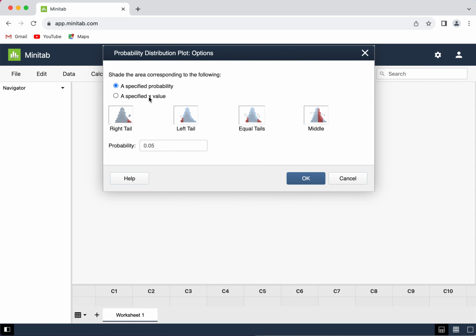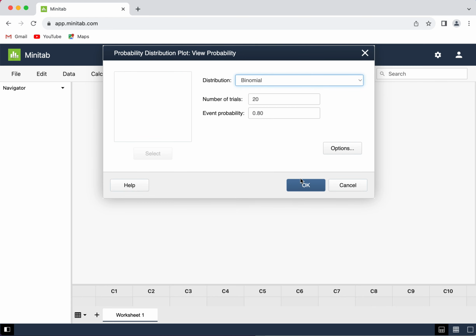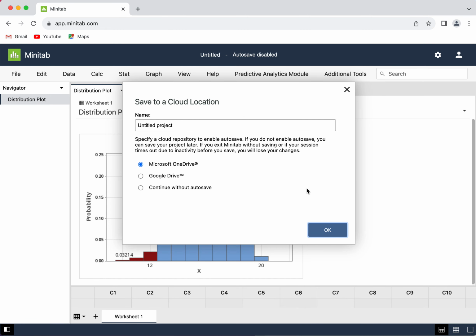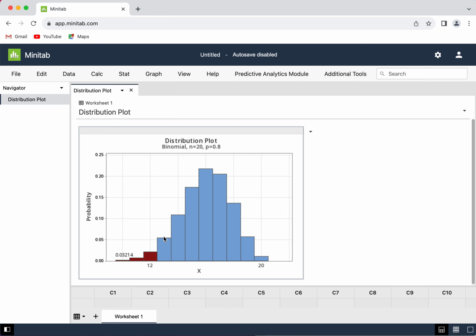So we're going to change this to specified X value. We're going to select left tail, and our X value is going to be 12. Then we click OK, and click OK again. Here is my result. So it's giving me this graph. I see my N and my P up at the top. I should verify that those are correct. And then here, the red shaded boxes indicate the area that is 12 or less, 12 or fewer.